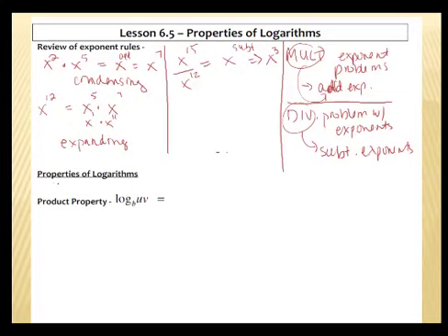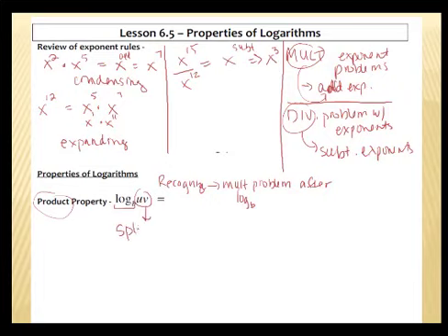This is called the product property. Product means multiplication. So what you need to recognize is that there is a multiplication problem after the log base. So right here, there's your log base. So then afterwards, there's a multiplication problem. So what we're going to do is we are going to split this up, and we're going to add those answers.